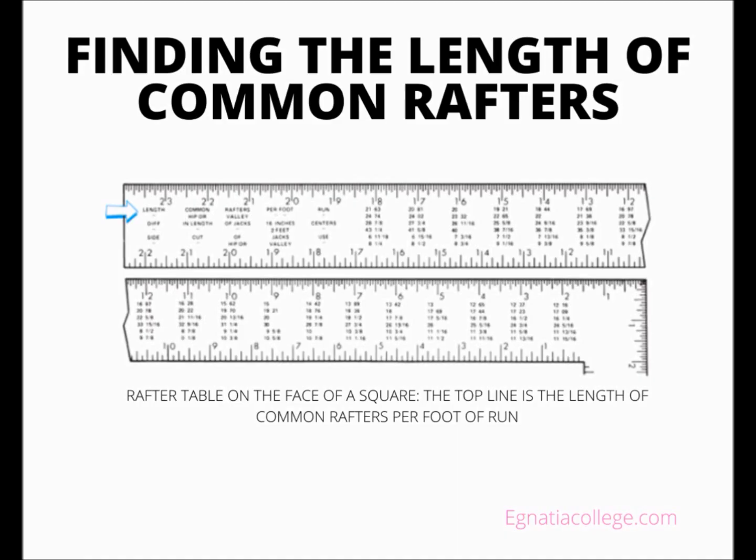Step 3. Multiply the length of the common rafter per foot of run, the number found in Step 2, by the number of feet of run. Step 4. Add the length of the tail, and subtract 1/2 the thickness of the ridge board. The result is the length of the common rafter as measured along the measuring line. Note, if the overhang is given on the working drawings, it can be added to the run of the rafter instead of adding the length of the tail.